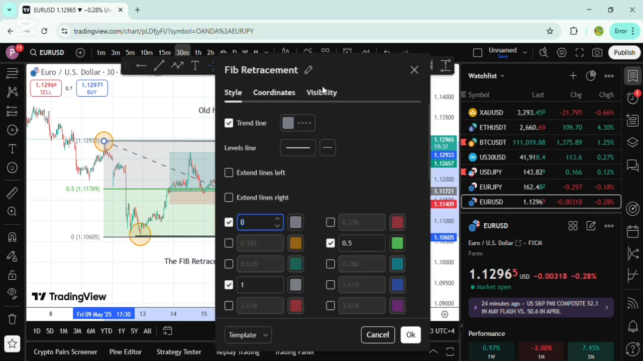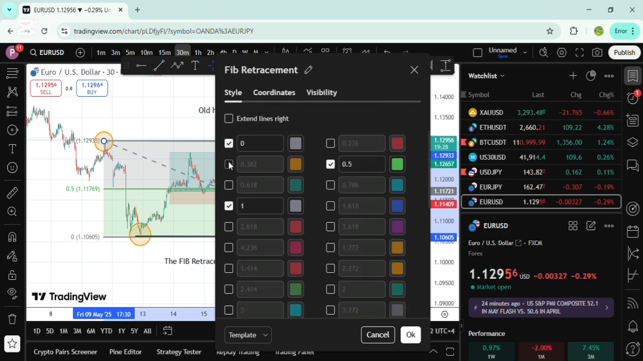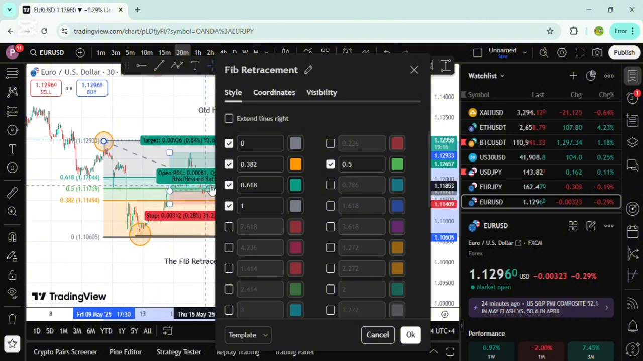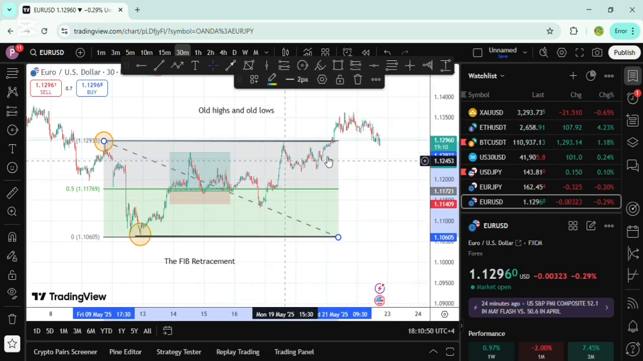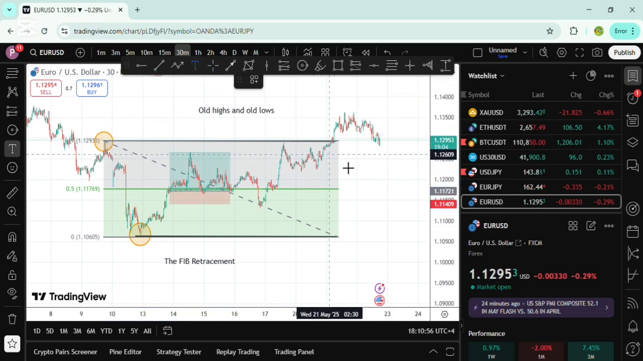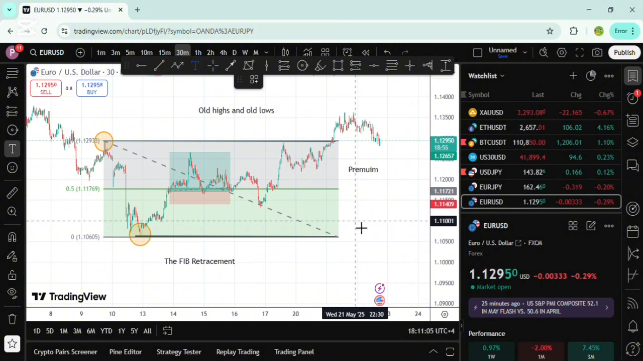I'll show you. When you use the Fibonacci retracement for the first time, you'll be seeing this level of measurements like this. Make sure you edit it and remove them, because it makes the chart look noisy. So just remove it so you have only 0, 0.5 and 1. You see it's just having 0, 0.5 and 1. The upper part of it is called the premium, and the lower part of it is called the discount.